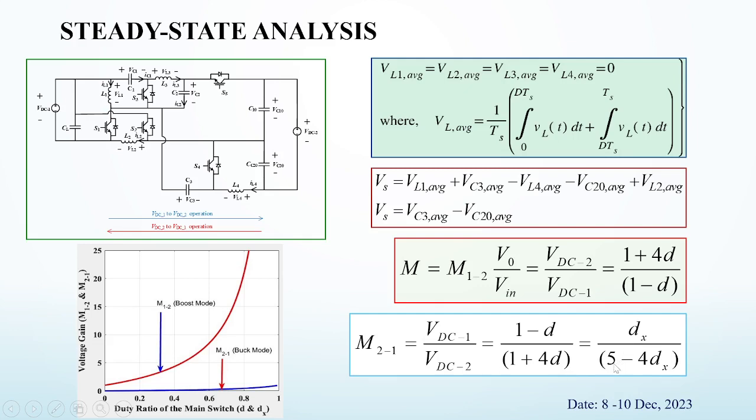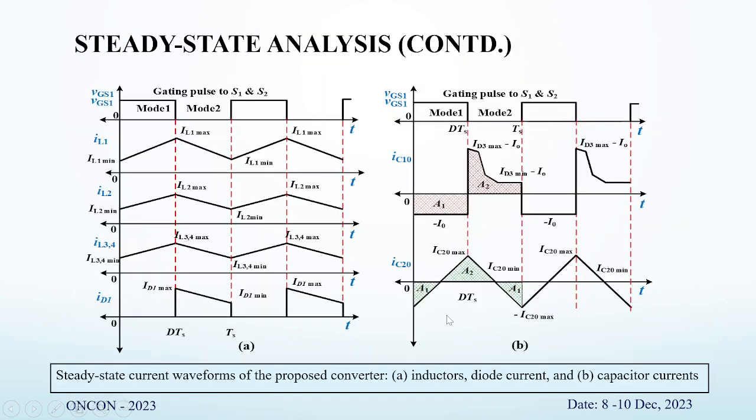D/(5 - 4D), and this is a voltage gain versus duty ratio plot for both bucking as well as boosting mode. M12 denotes the boost mode and M21 denotes the buck mode. So the performance of the proposed bidirectional DC-DC converter is very good, as can be observed in this voltage gain versus duty ratio plot.